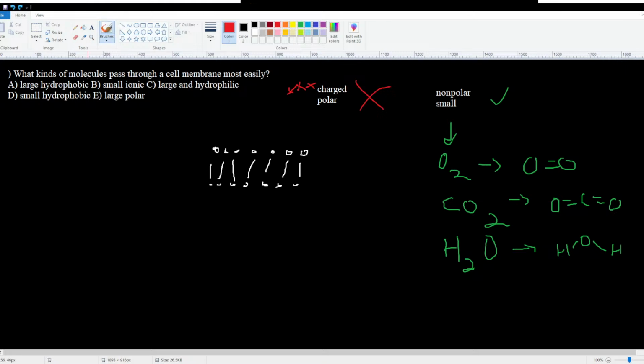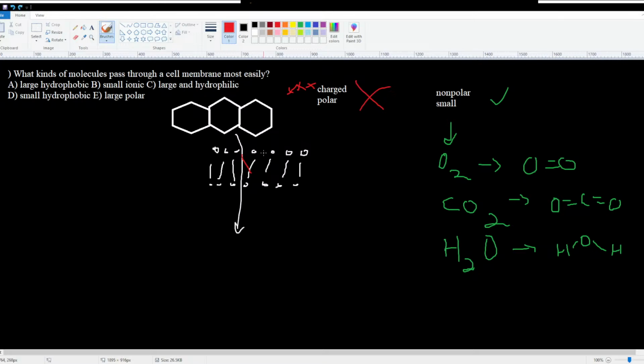So what does that leave us with? That leaves us with the size of molecules. If something is large versus something is small, look at how tiny these gaps are. If you have something that's large, let's draw a quick example of an alkaloid, which you may not know, but that's okay. This would be considered large and nonpolar. This is not going to be able to pass through easily.